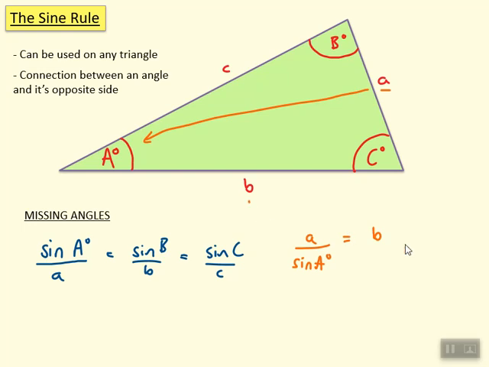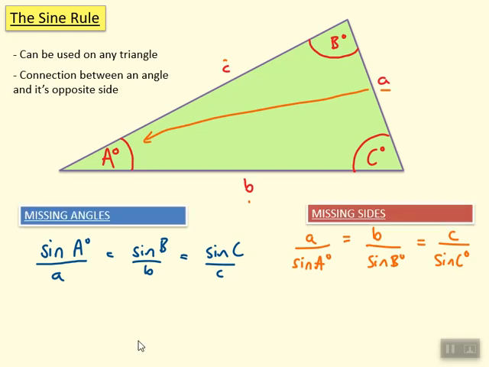So let's say B, for example, divided by sine of its opposite angle, and that's equal to the last side divided by sine of its opposite angle. So it's basically this upside down. If I flip each one of these fractions, the theorem still holds. Now this version here is for working out missing sides, and this one's for missing angles.